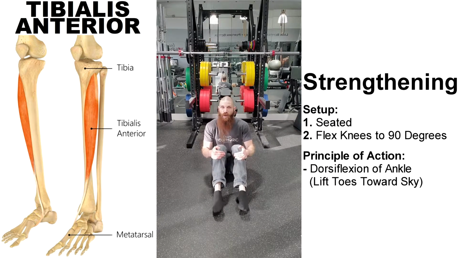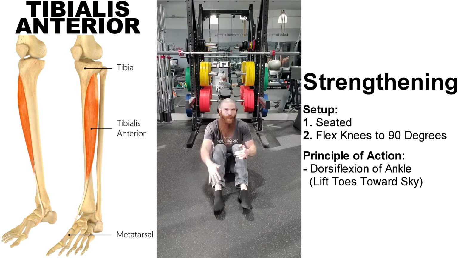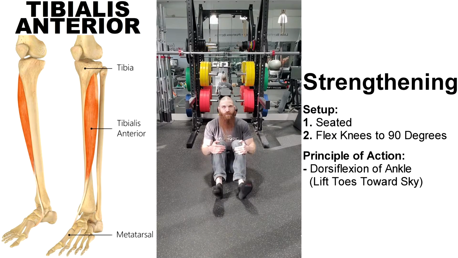And then if we want to load it and progress it, what we can do is, if you have a partner, you can have a partner apply a pressure and use them as resistance. And if you have some equipment, what you can do is either tie a resistance band, a cable, or also some weights on the heels, and then that way we can load the exercise. But that is the strengthening exercise for the anterior tibialis.